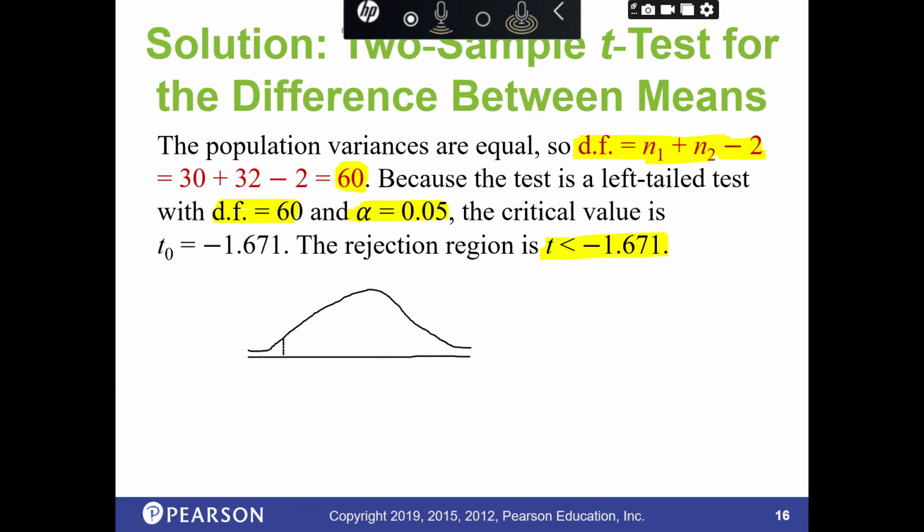We have this. We have that right there. And then we have our t value, negative 1.671 from the table. And if you want to look it up on the table, go for it.